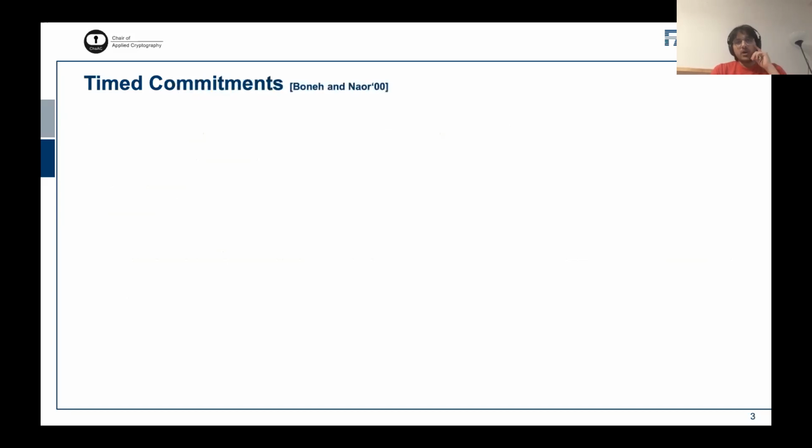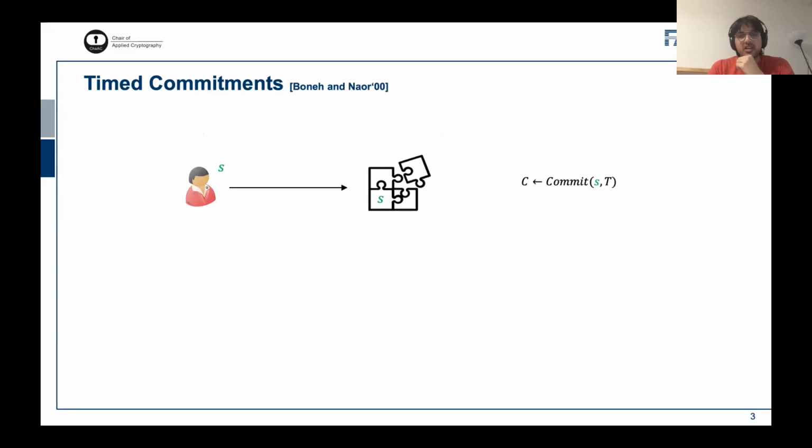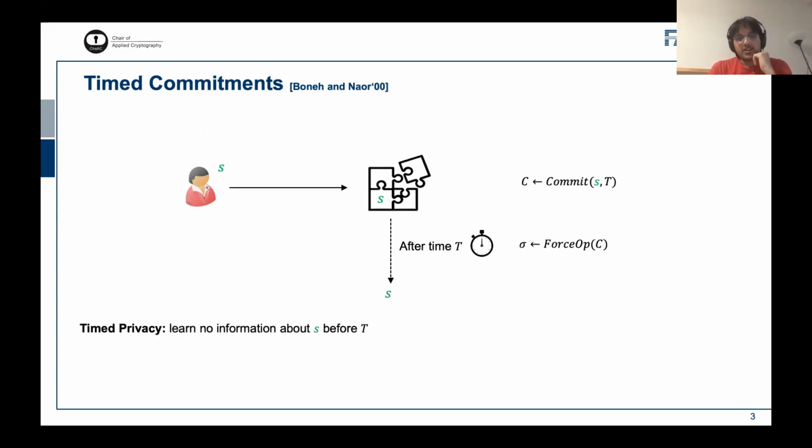So what are timed commitments? You have a user Alice who has some secret value S, and she creates a commitment by running the commit algorithm, such that this commitment can be opened after time t, publicly and non-interactively, to reveal the secret value S. The property we are interested in is timed privacy, which says that no information about the secret is revealed before time t.